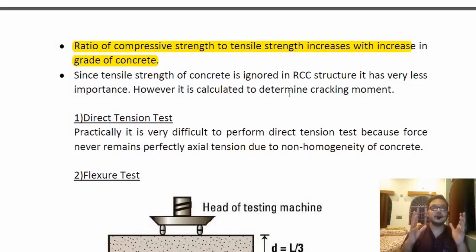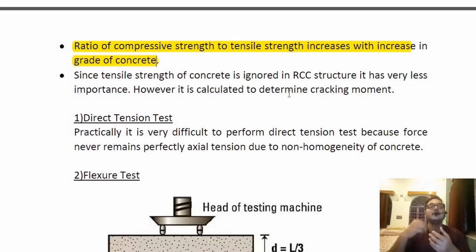If you are thinking that you can increase the tensile strength of a concrete by increasing its grade, the compressive strength will undoubtedly increase, but the tensile strength won't increase much. For example, suppose the ratio of compressive strength to tensile strength of a particular concrete is 5. That is, the compressive strength is 50 and the tensile strength is 10.